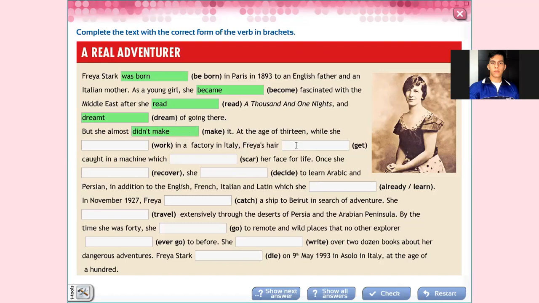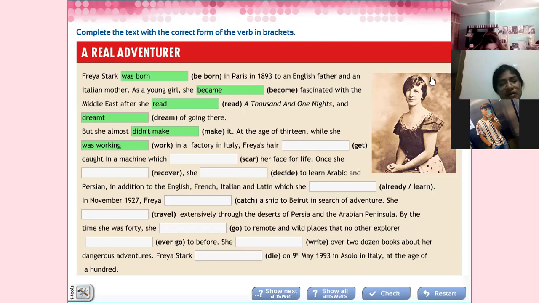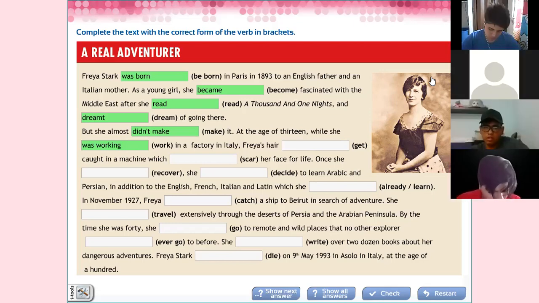Okay. Thank you. At the age of 13, while she... is past continuous, no? A ver, Melanie, while she... What she... Past continuous. Remember the explanation I gave you. Was the verb in ing, Melanie. Was working. Yes, was working. Copy. Was working. Okay. Yeah, was working.